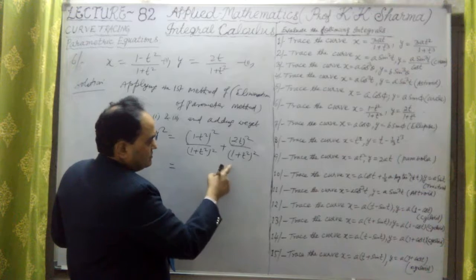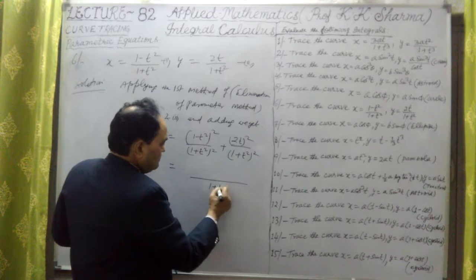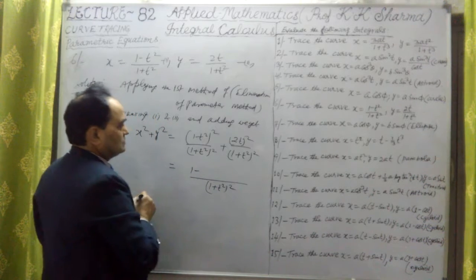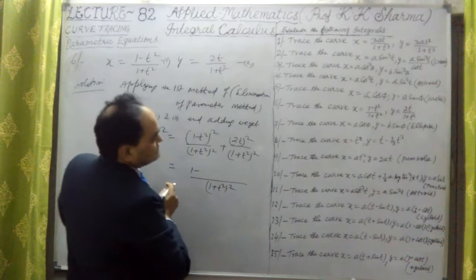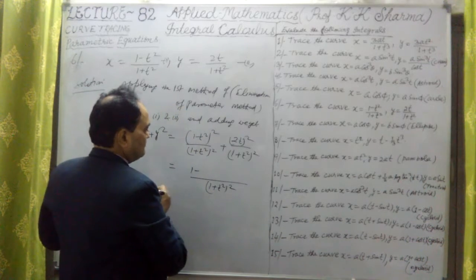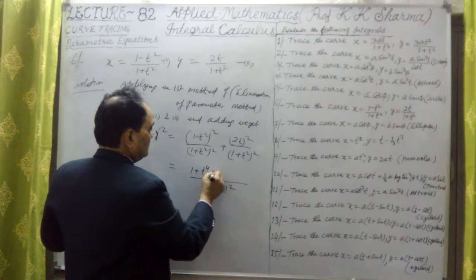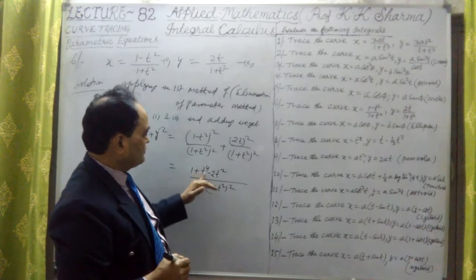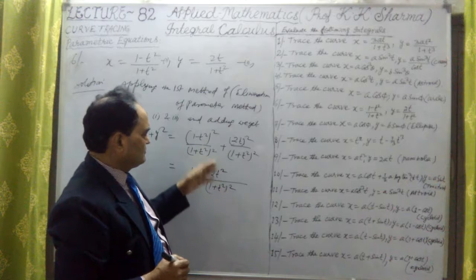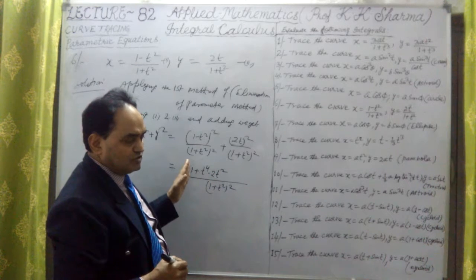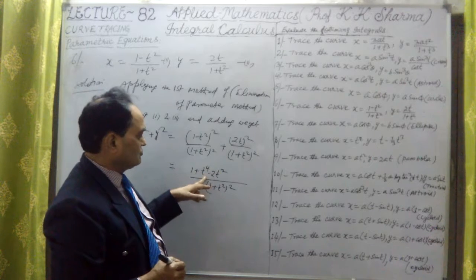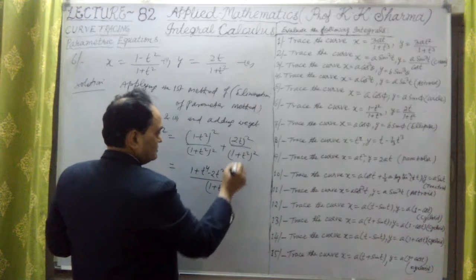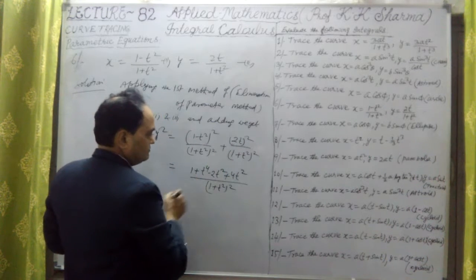The denominator is the same, so LCM is the same, (1 plus t square) whole square. In numerator we have obtained (1 minus t square) whole square, undoubtedly. This is 1 plus t4 minus 2t square, simple, whole square of a minus b is a square minus 2ab plus b square. This t4 can come after minus 2t square, doesn't matter. Plus this is 4t square here.